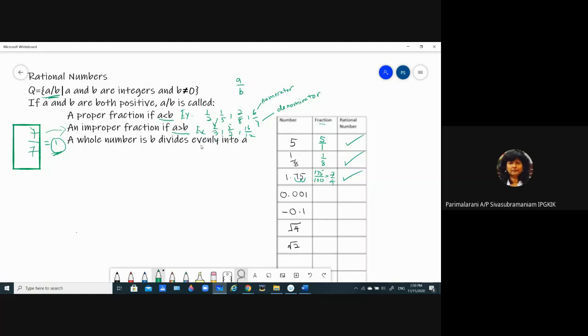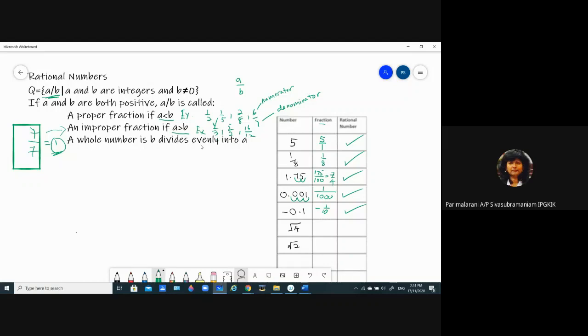Because you can write it in the form of a fraction, it is a rational number. How about 0.001? Can you write it in the form of a fraction? 1 over 1000, three zeros. Therefore, it is a rational number. Negative 0.1. Write it in the form of a fraction. Negative 1 over 10. Is this a rational number? Not sure. Okay, so now you know, it is a rational number.